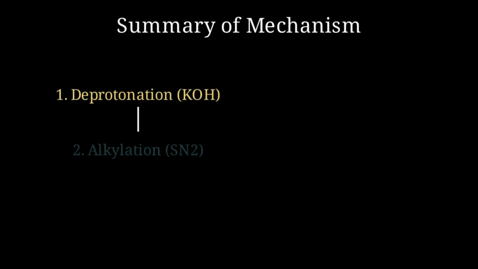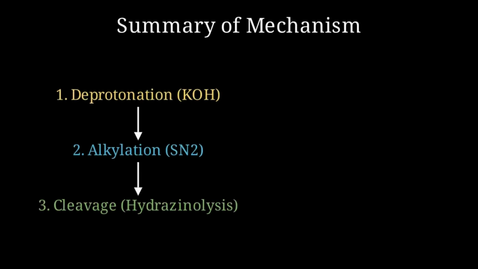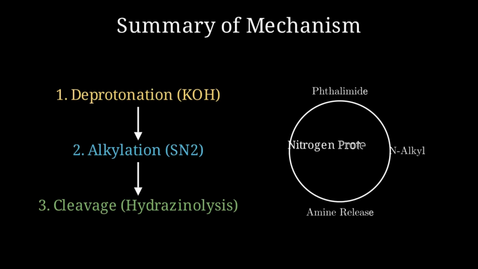To summarize the mechanism, first, we deprotonate phthalimide to create a nucleophile. Second, we perform an SN2 alkylation on a primary halide. Finally, we use hydrazine to cleave the intermediate and release the pure primary amine.